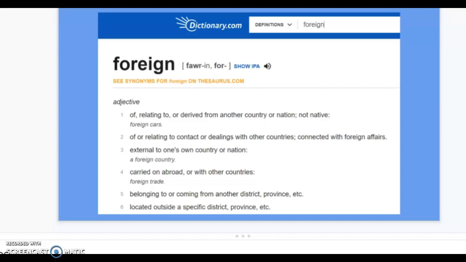One more thing about dictionary.com. Look at the sound icon. If you click the sound icon, it has a voice that pronounces the word for you so you know how to say it. Feel free to use this feature as well.